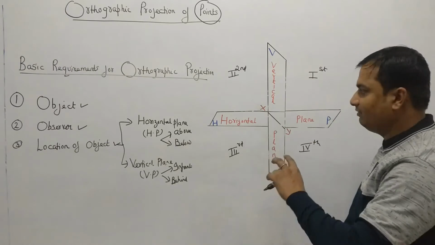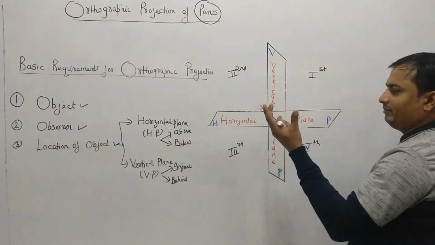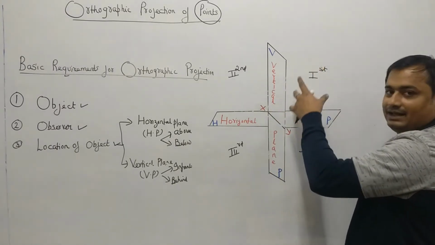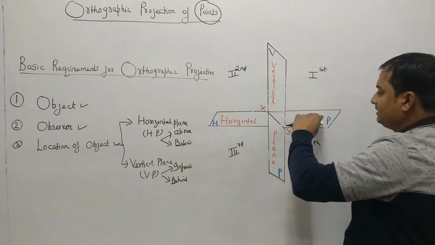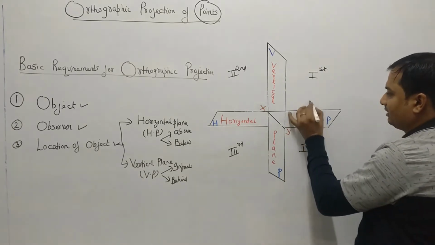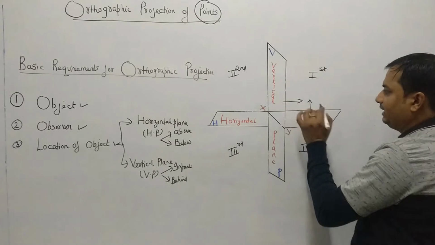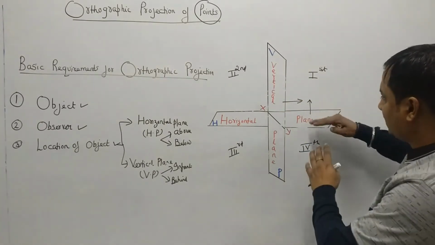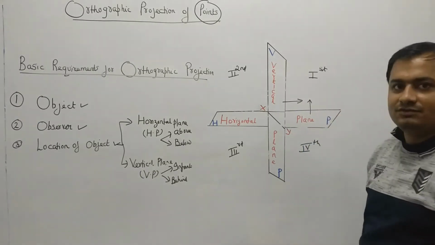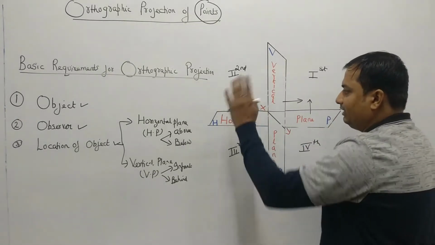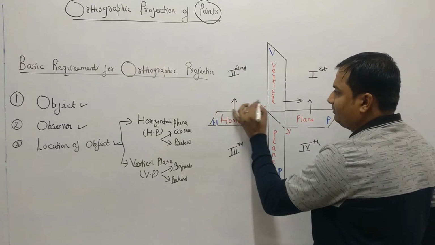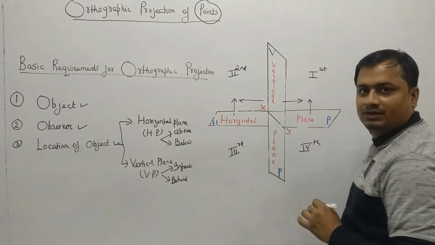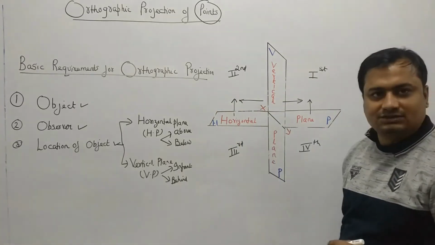Now if I define the first angle, first angle means when my object is placed here, I can say that this is the region which is above HP and in front of VP. So the first angle you can define as when the object is placed above HP in front of VP. Second angle: the object is placed above HP but behind VP. Above HP, behind VP, that is the second angle.